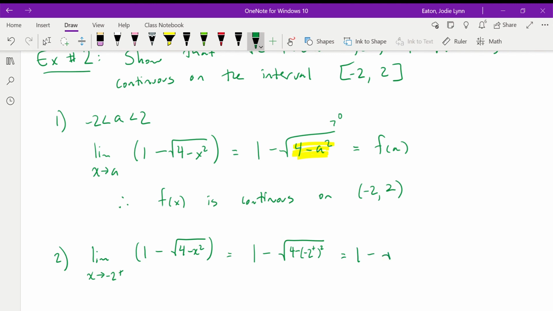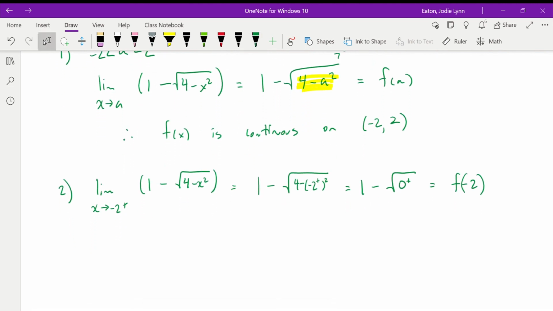1 minus radical 0 plus. And it's really important when we have something under a radical that we're only looking at 0 from above, because if we get a 0 from below, that's not going to exist there. Okay, so this is equal to f of -2, which is 1. So that means f of x is continuous from the right at x equals -2. So we're continuous from the right at x equals -2.